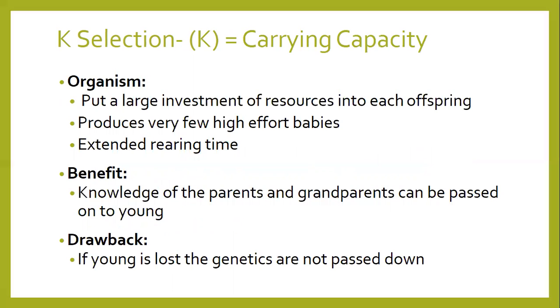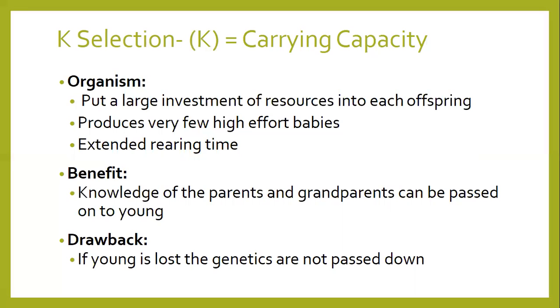K-selected species, or carrying capacity, is written as a capital K. These are organisms that put a large investment of resources into each offspring. They tend to have a very small number of high-effort babies with an extended rearing time. Knowledge is passed down, sometimes not just from parents, but from great-grandparents. The drawback: if the young is lost, the genetics are not passed down, and essentially the organism has failed.